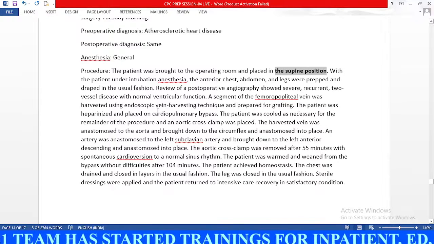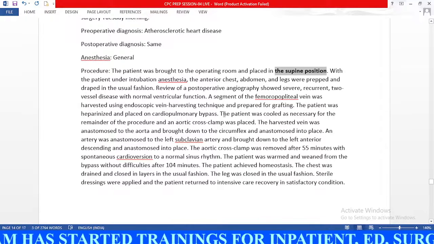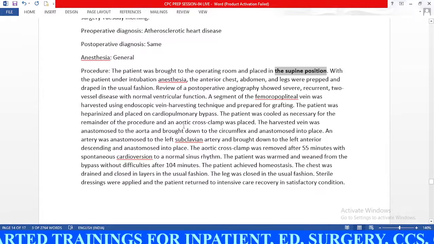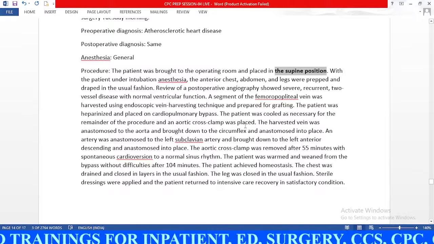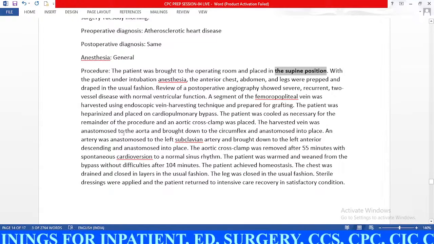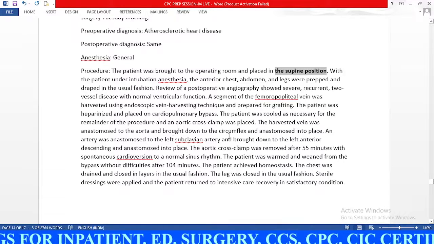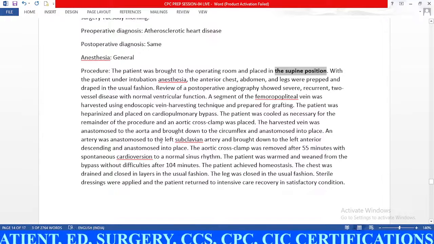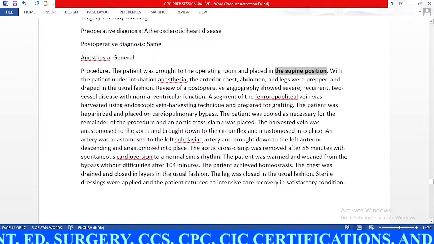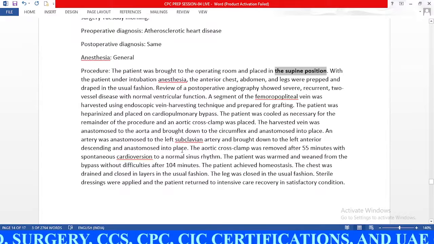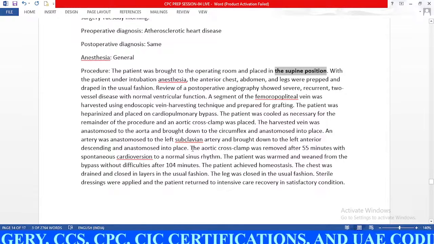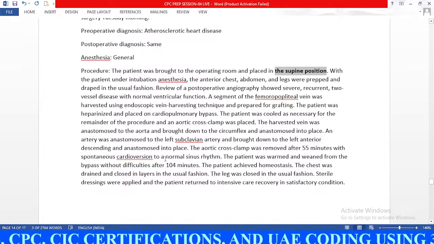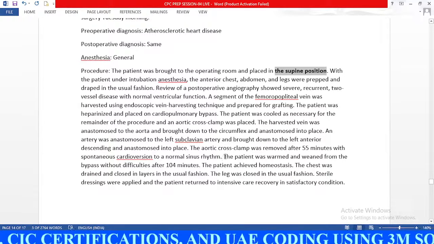The patient was heparinized and placed on cardiopulmonary bypass. The patient was cooled as necessary for the remainder of the procedure and an aortic cross clamp was placed. The harvested vein was anastomosed to the aorta and brought down to the circumflex and anastomosed into place. An artery was anastomosed to the left subclavian artery and brought down to the left anterior descending and anastomosed into place. The aortic cross clamp was removed after 55 minutes with spontaneous cardioversion to a normal sinus rhythm.